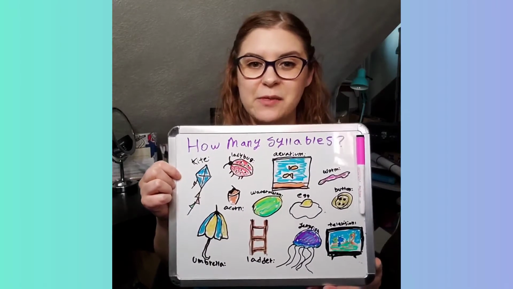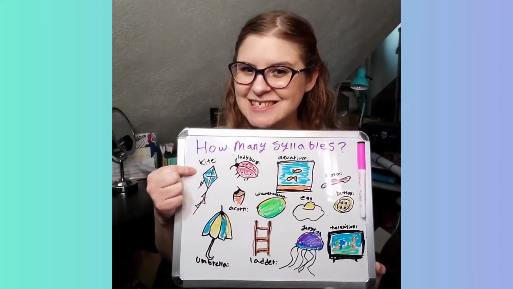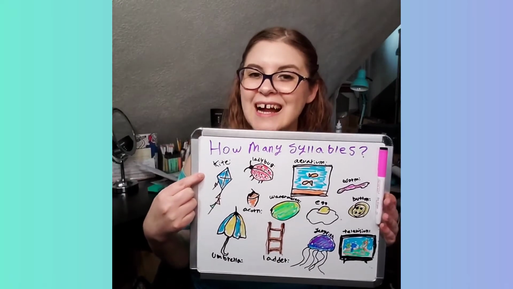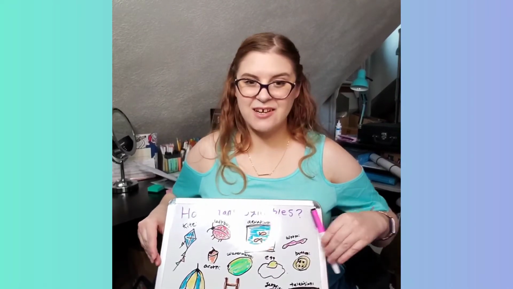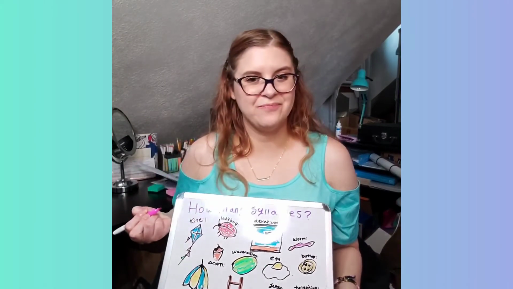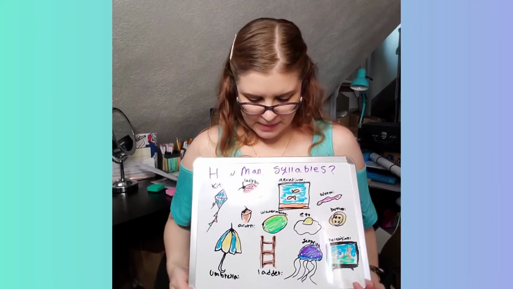Let's start with the word kite. Have you ever flown a kite? Let's find out how many syllables the word kite has. All right, ready to clap? Let's go. Kite. Oh, just 1 syllable. So we'll take our marker and write the number 1. 1 syllable. All right, let's move on.